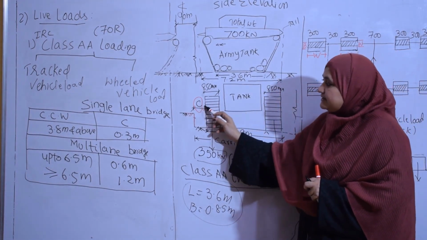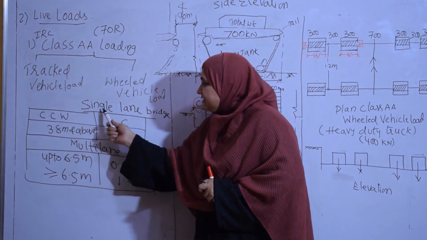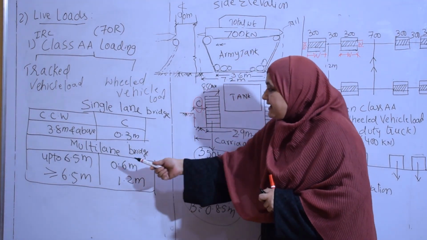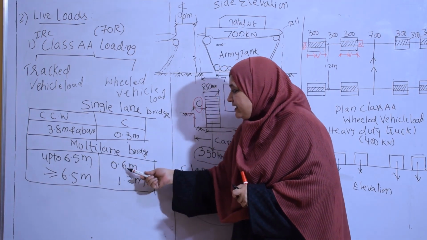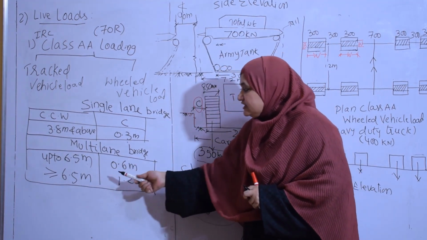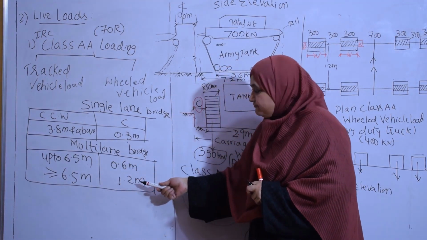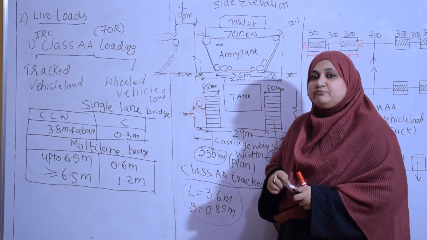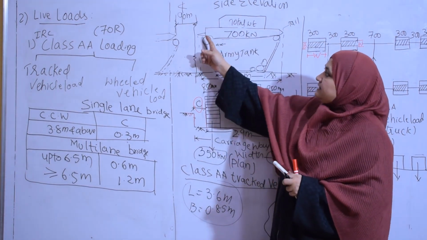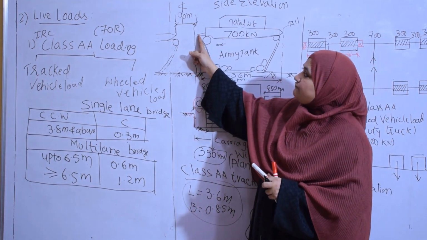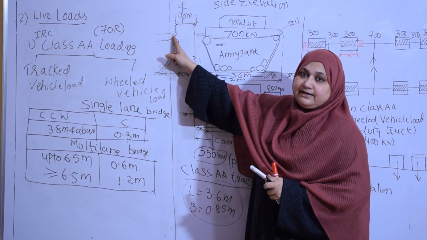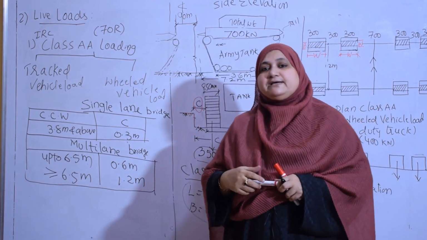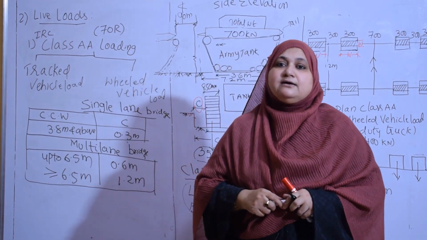Another thing you have to remember is the value of C. If it's a single lane bridge, 0.3 meters is the value of C. If it is double lane, then for spans up to 6.5 meters it is 0.6 meters. For spans more than or equal to 6.5 meters, the value of C shall be 1.2 meters. The last point you have to maintain is the minimum distance between the nose of one vehicle and the tail of the other vehicle, which shall be not less than 90 meters. All these more specifications are there which you can go through in the IRC code.